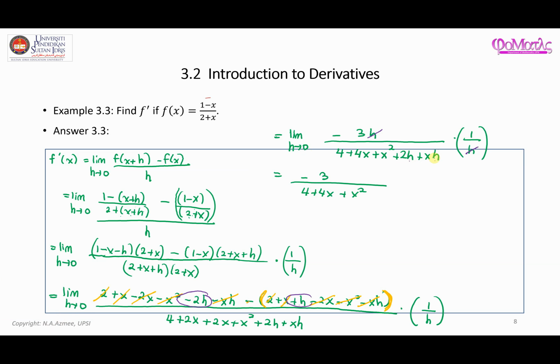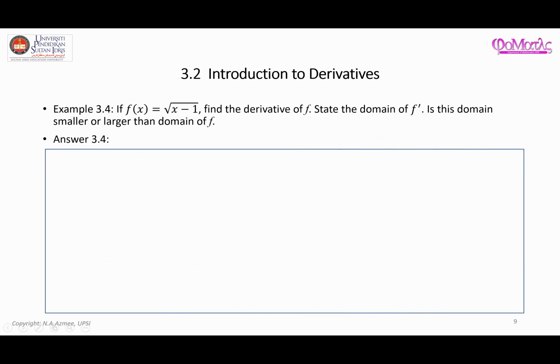This one is going to be 0, this is also going to be 0 when you substitute 0 into h, and this is actually negative 3 over (x plus 2) squared. Okay, so that's the answer to this example given here. Okay, let's move on to the next example.